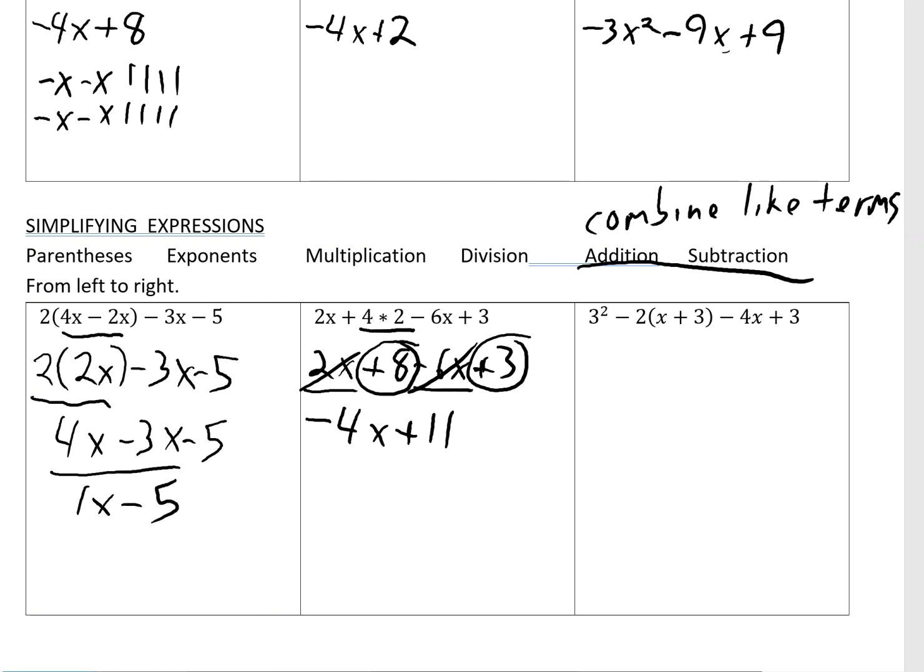All right, so this one, parentheses. Yes, there are parentheses. That is true. However, there's nothing I can do inside the parentheses. So this distribute is a part of multiply. So we're going to save that for our multiply step, okay? So we've got exponents. We can do something with that. So 3 squared is 9.